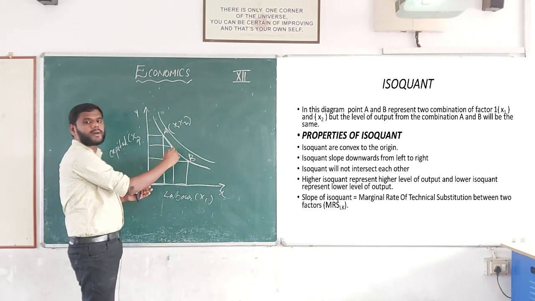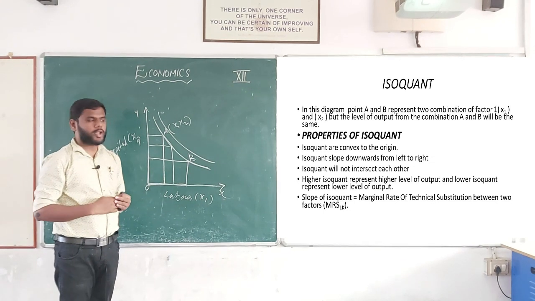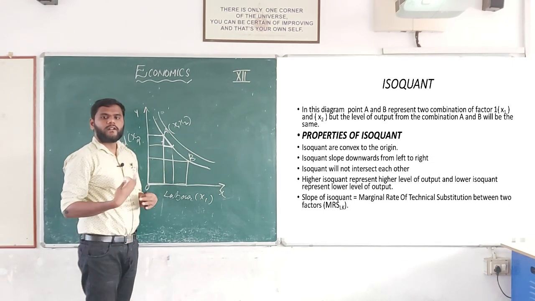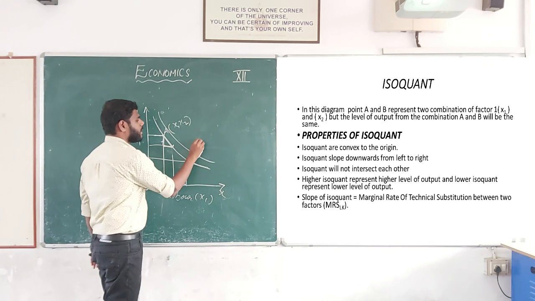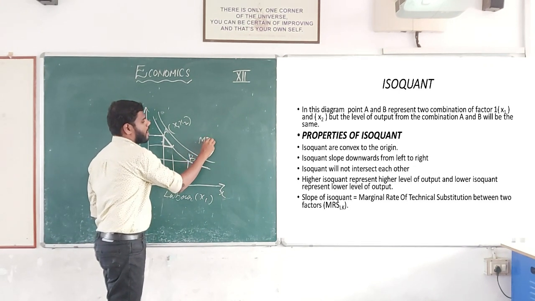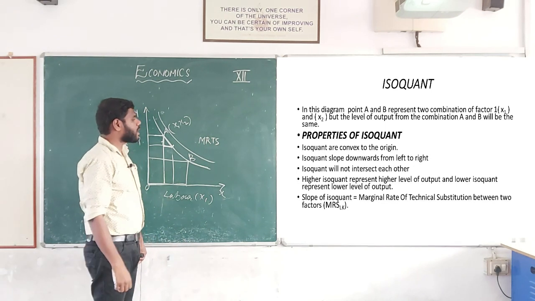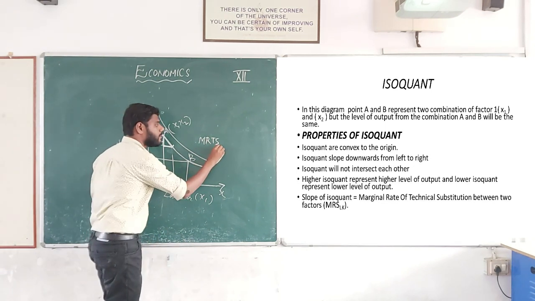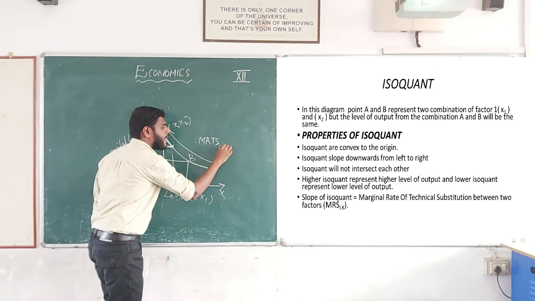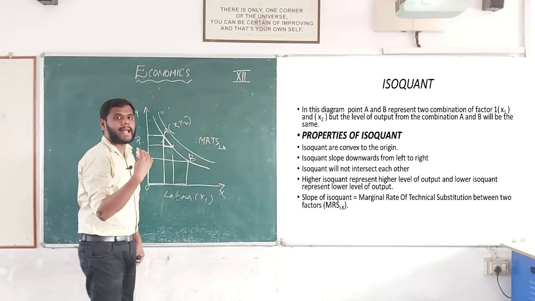Isocount shows lower level of output. Okay, the slope of isocount is MRTS. MRTS, that is marginal rate of technical substitution between L and K, that is labor and capital.